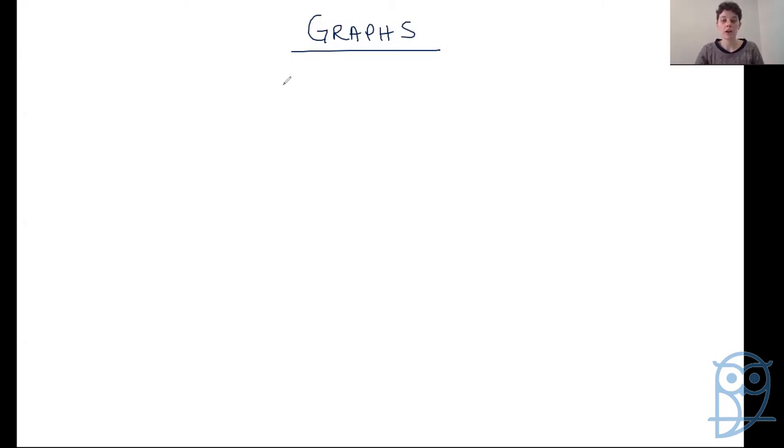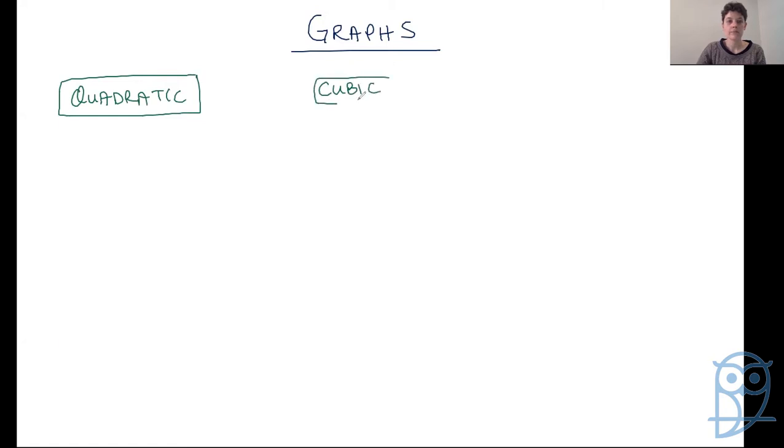So when it comes to curvy graphs, we've got three types that we're looking at in IG Maths. We have our quadratics, we have our cubic, and we have our reciprocal. So what do each of these look like? It's a good idea to have an idea of what you're looking at whenever you look at an equation.